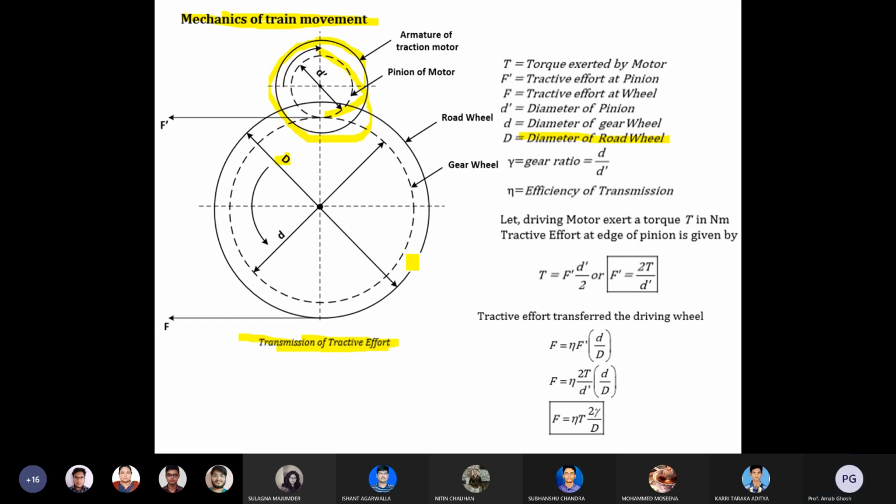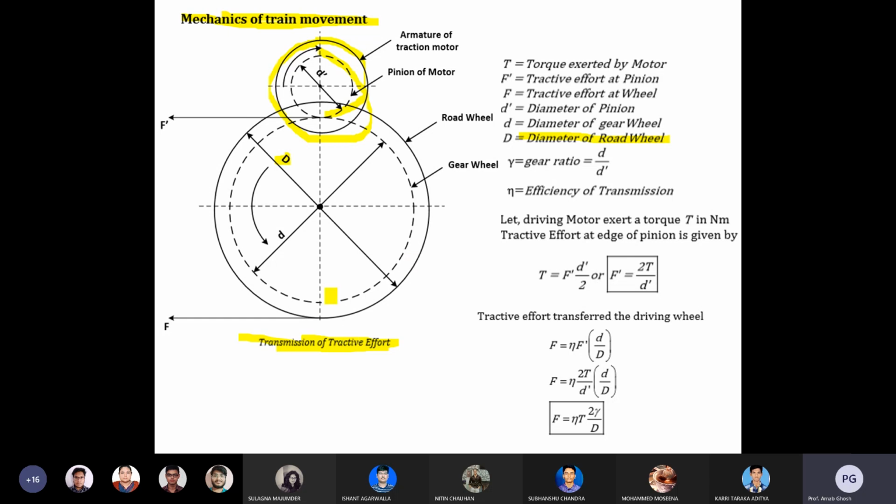You know transmission in drives, how to transmit linear movement to rotational movement. In a drive, suppose a pulley is there, so some arrangements are there.